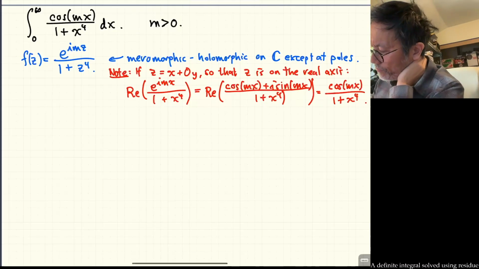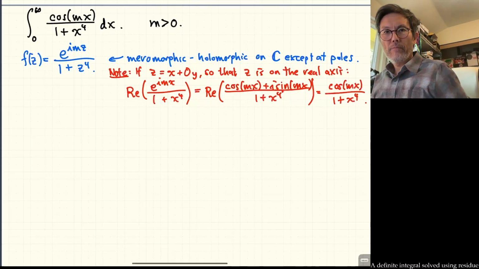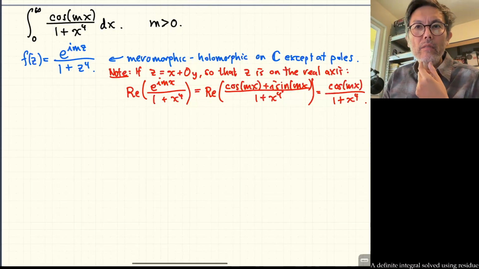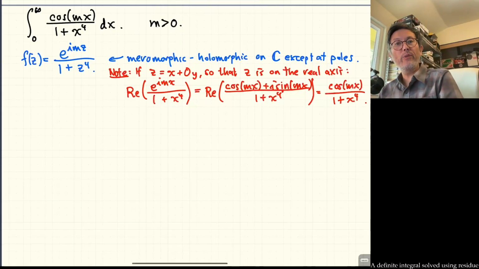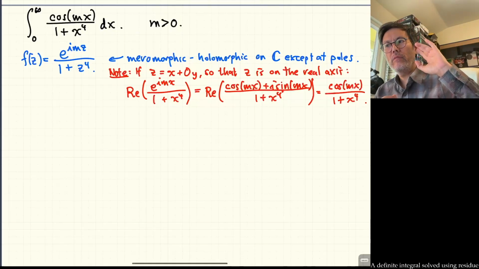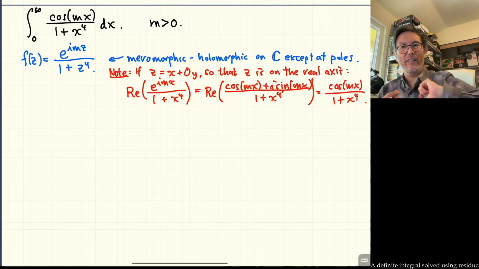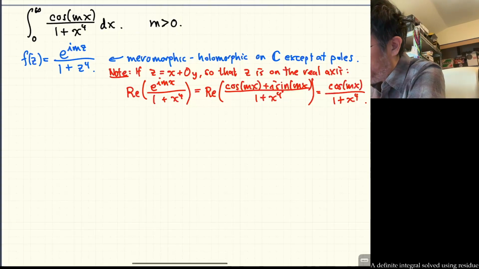Does that make sense? Okay, good. And that observation is crucial because when we go to actually write down this integral, we will examine only the real part of it. Hopefully you know what I'm saying. Anyway, you'll see how this comes into play in what we're about to do.